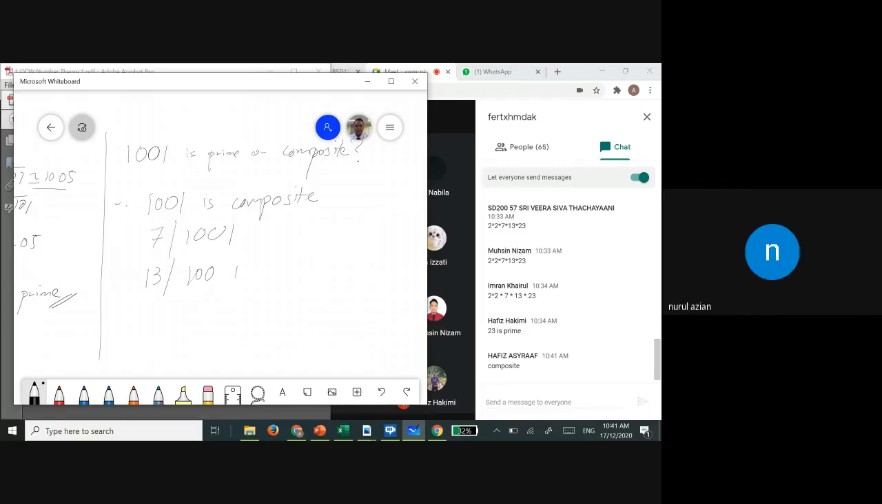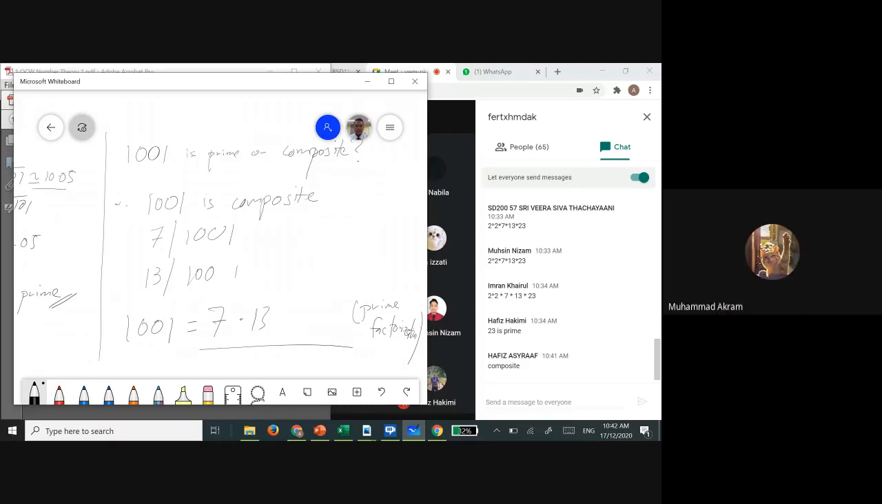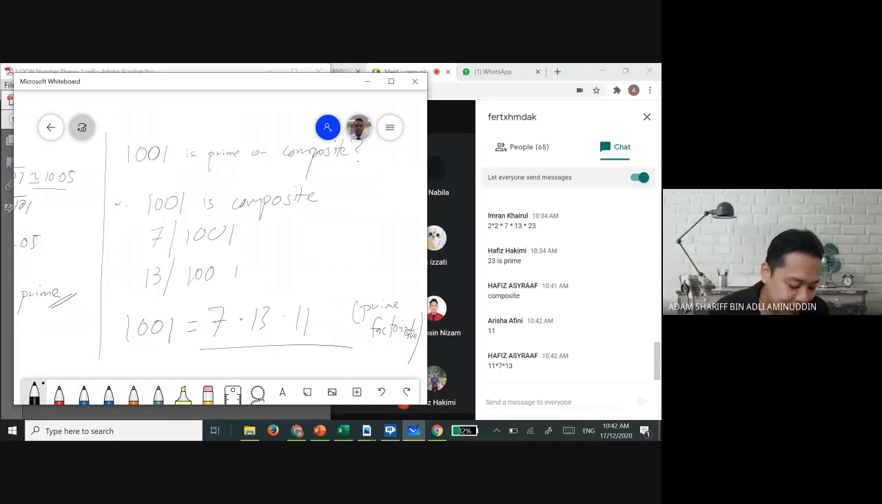Banyak. Okey lah, bagi tahu terus lah 1001 sama dengan berapa? Okay, by using prime factorization, 1001 is equal to 7 to the power of what times 13 times berapa? Habiskanlah. 11. Habis ke? Yes. 7 to the power of 1 times 13 to the power of 1 times 11 to the power of 1. Very good, guys.